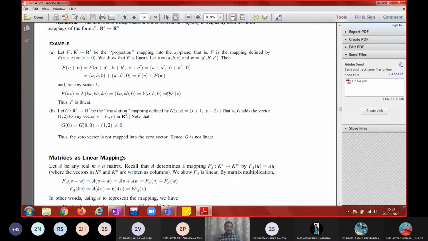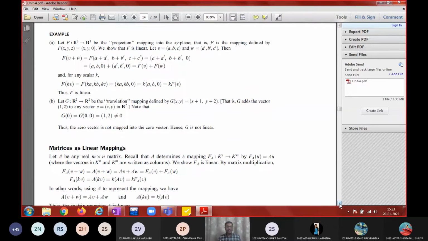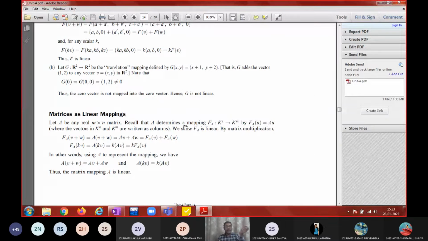You can show that the projection mapping is a linear transformation. Similarly, the translation mapping cannot be a linear transformation because f of 0 is not equal to 0. That is what I said. The basic property of a linear transformation is that 0 must be mapped to 0. Because see, x is shifted to x plus 1, y is shifted to y plus 2. So this is a translation mapping. Okay, this translation mapping cannot be called a linear transformation because 0 is not mapped to 0. When you substitute 0, 0 plus 1 is 1, 0 plus 2 is 2. So (1, 2) cannot be 0. Therefore, this is not linear.